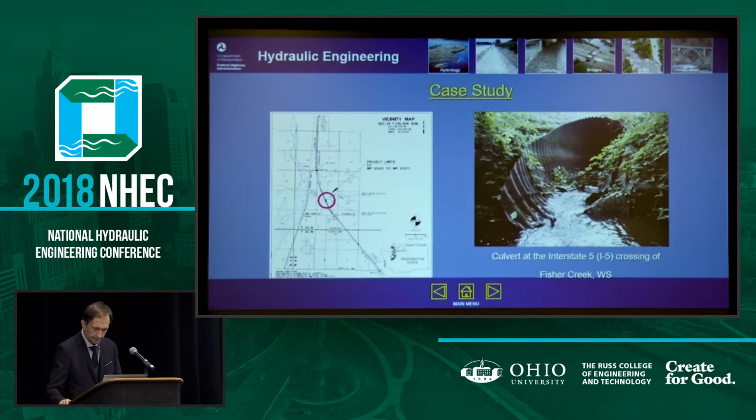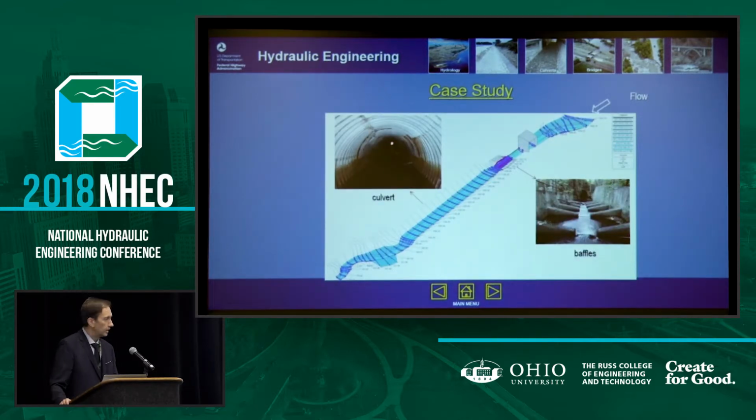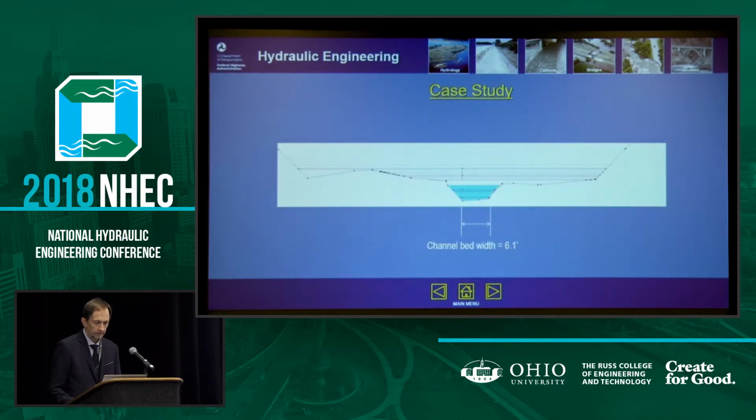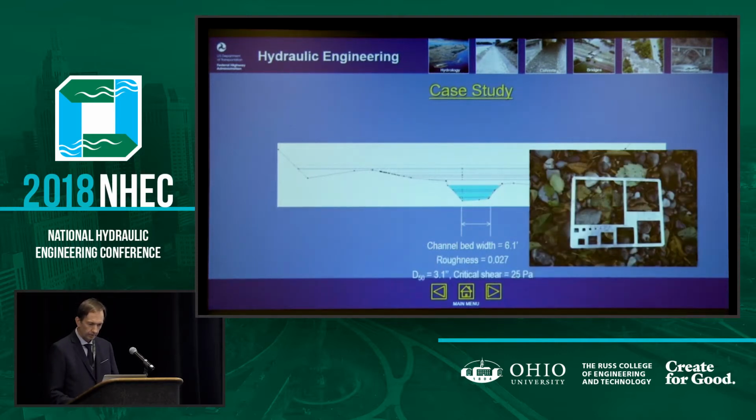So this is the site. Julie probably knows more about it. It's the Fisher Creek in Washington. Then we also got a HEC-RAS model. This is the section we wanted to test here. We got a nice cross-section of HEC-RAS. So this was the channel bed width, 6.1. We also had good information about the bed material, gravel. The D50 was 3.1 inch with a critical shear of 25 Pascal.